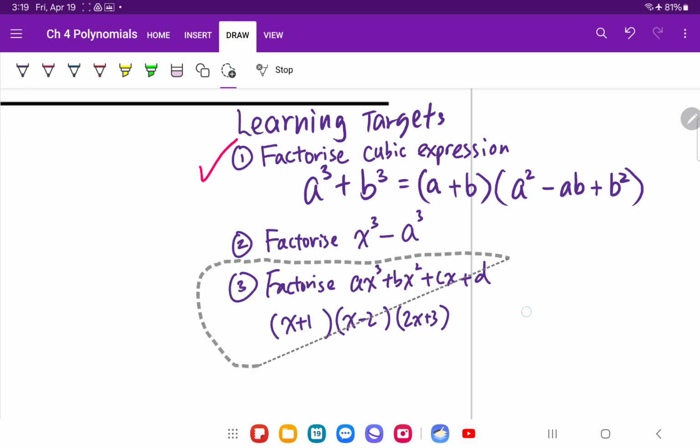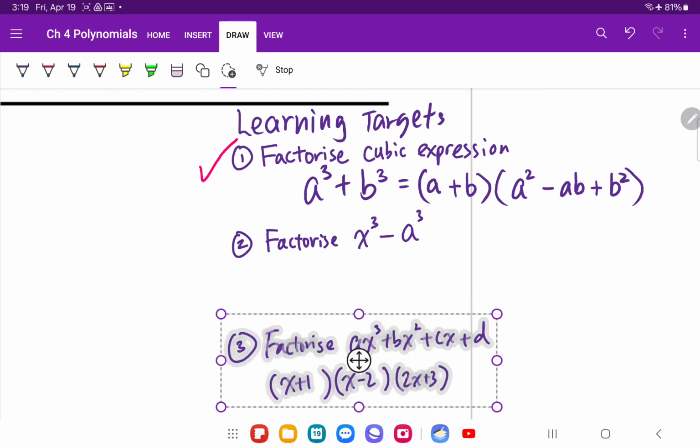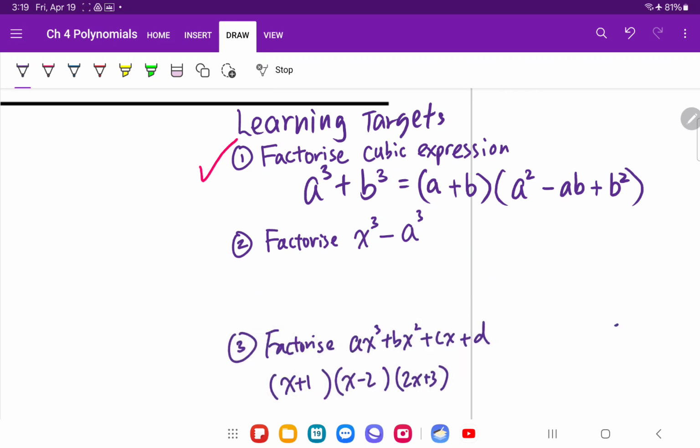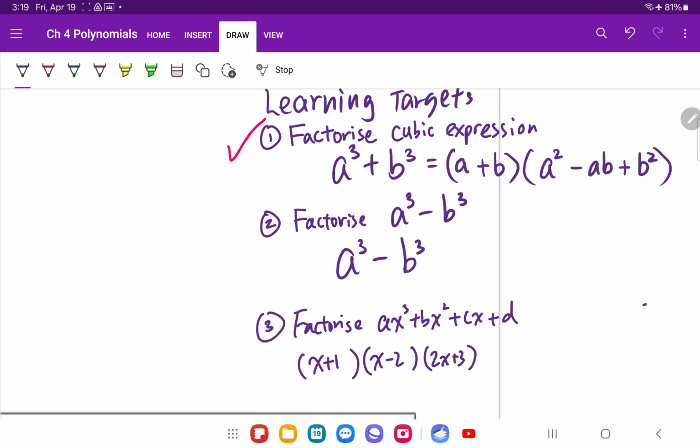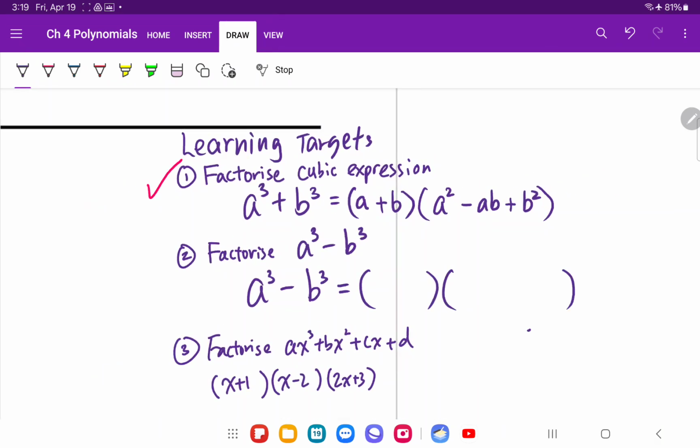Okay, I hope you remember that. Moving on, we also covered the one that deals with a cube minus b cube. So factorize a cube minus b cube, and it becomes one small bracket, one larger bracket: same, opposite, always positive. A minus b, a square plus a times b plus b square. So this was also covered last lesson.